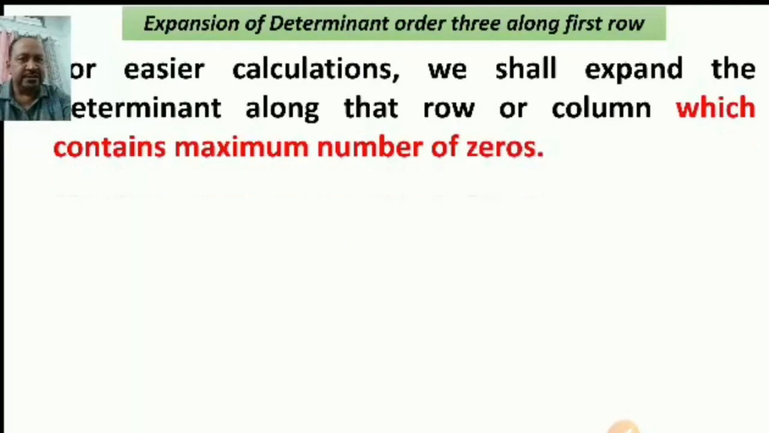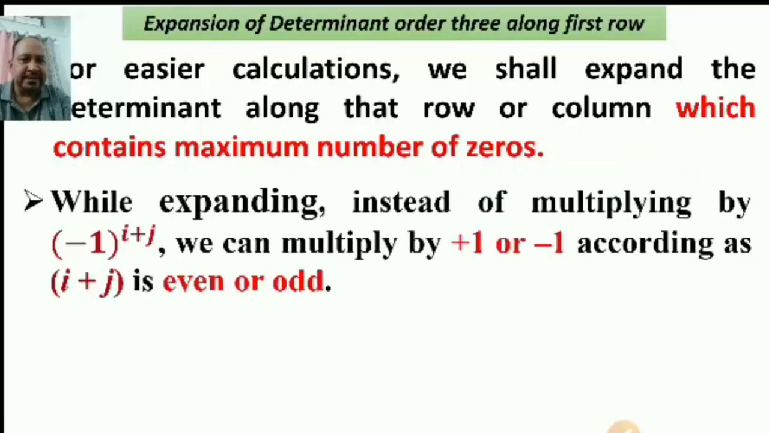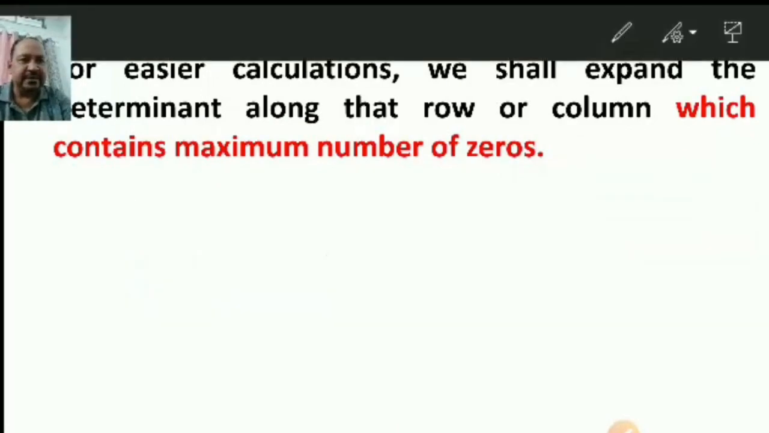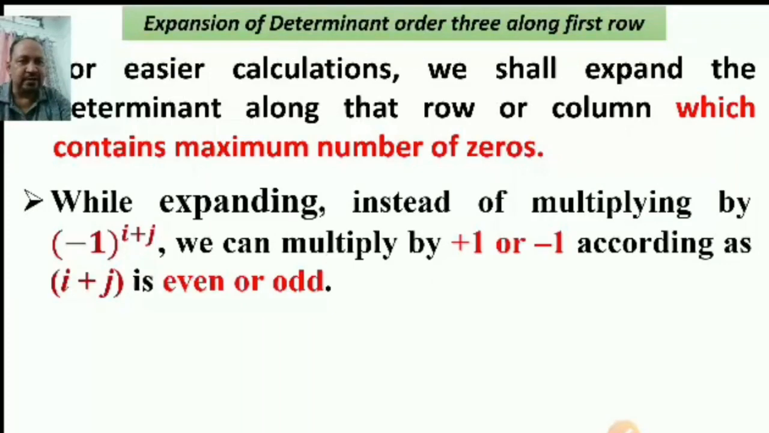Expansion of determinant of order 3 along the first row. For easier calculation, we shall expand the determinant along the row or column which contains the maximum number of zeros. So you can make your calculation easy. You will choose any row or column which has the maximum number of zeros. While expanding, instead of multiplying by -1 to the power i plus j, we can multiply by +1 or -1 according to whether i plus j is even or odd.